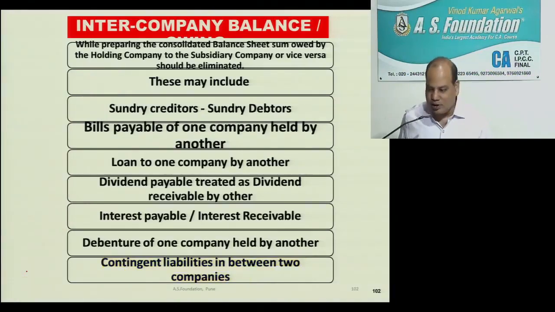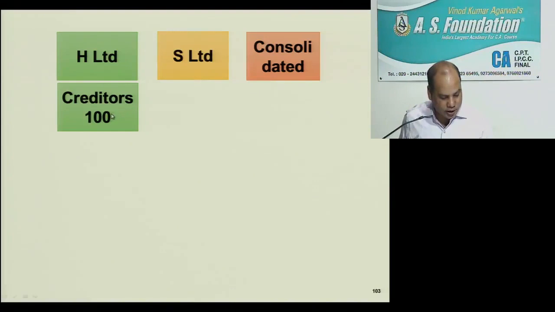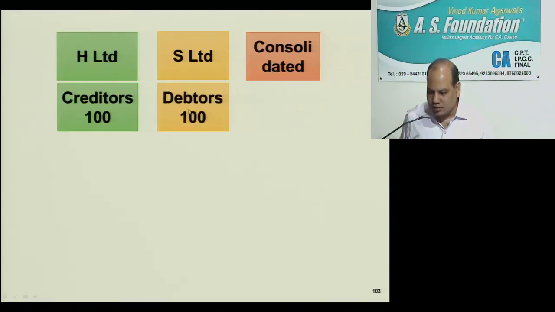So we'll take some examples of how to eliminate. You'll be given the balance sheet of H, the balance sheet of S, and you have to write the consolidated one. So suppose creditor is given in the balance sheet of H, amount payable to S 100. In the balance sheet of S, amount receivable from H 100. So 100 I will cancel. So creditor I will reduce, debtor I will reduce by 100 on each side.